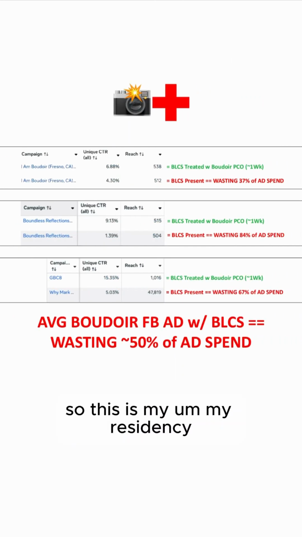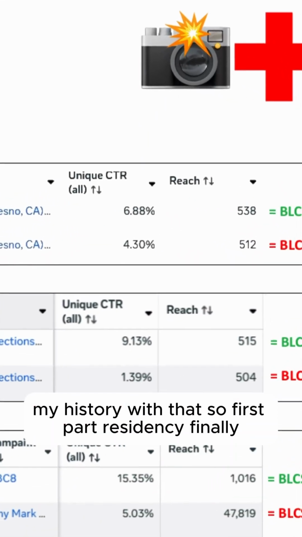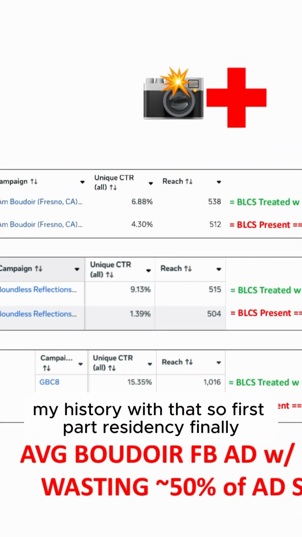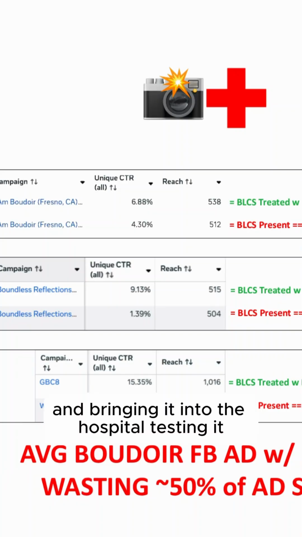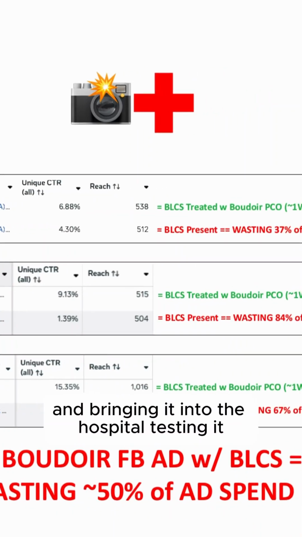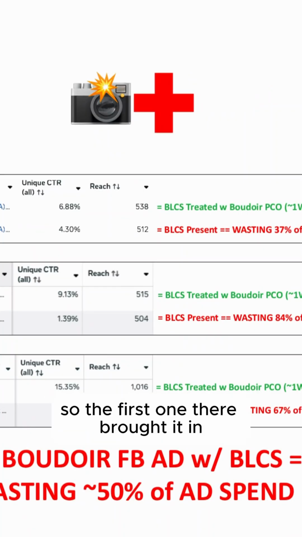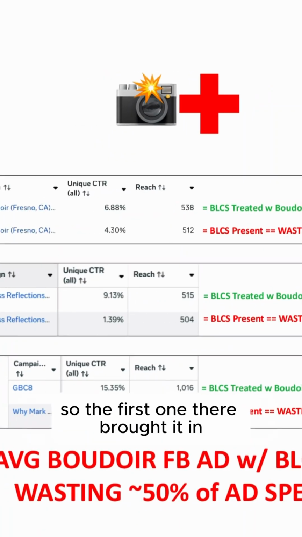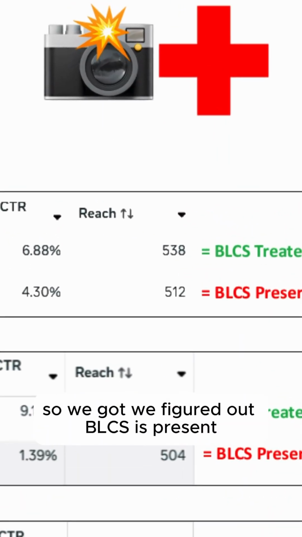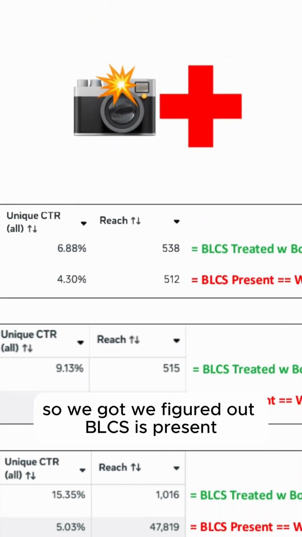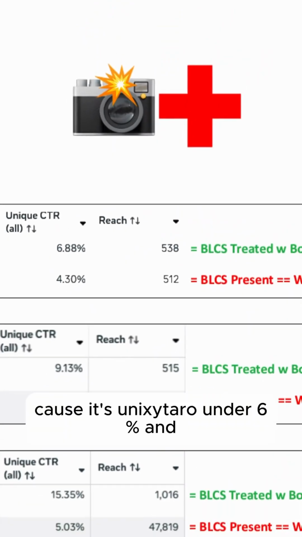So this is my residency, my history with that. First part of my residency was finding a Boudoir Facebook ad out there and bringing it into the hospital, testing it. So the first one there, I brought it in, found out its unique CTR was 4.3%. So we figured out BLCS is present because its unique CTR is under 6%.